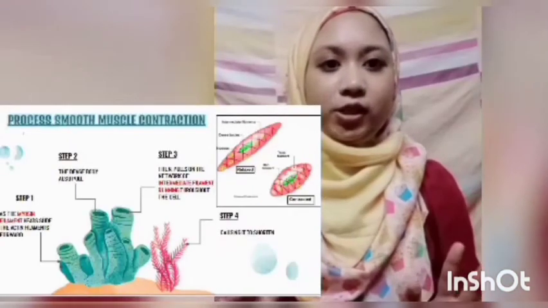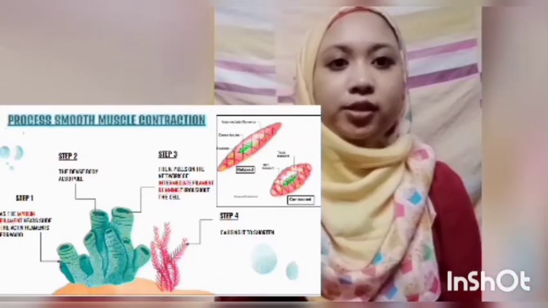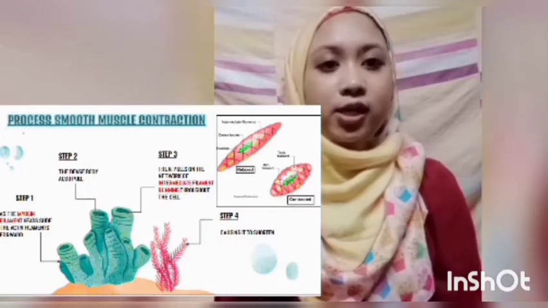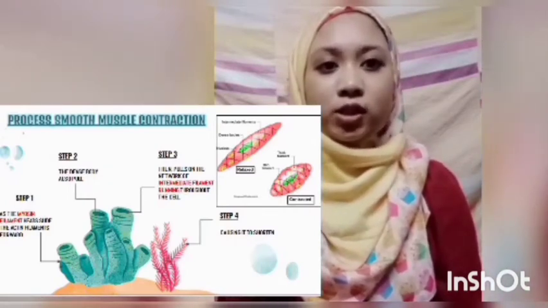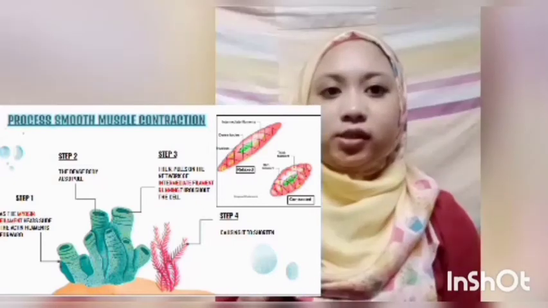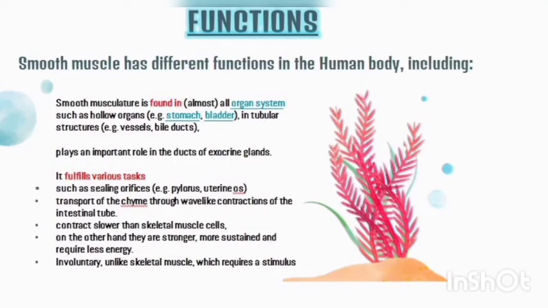Okay, this is the process of how smooth muscle tissue contracts. Firstly, the myosin heads will slide the actin forward, and then the dense bodies are pulled, and the network of intermediate filaments is pulled throughout the body of the cell. This process will make the muscle shorten. And this is the function of smooth muscle tissue.